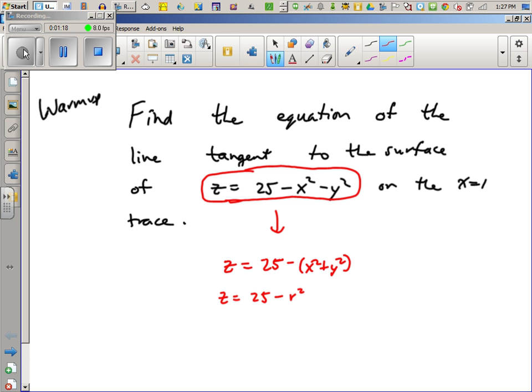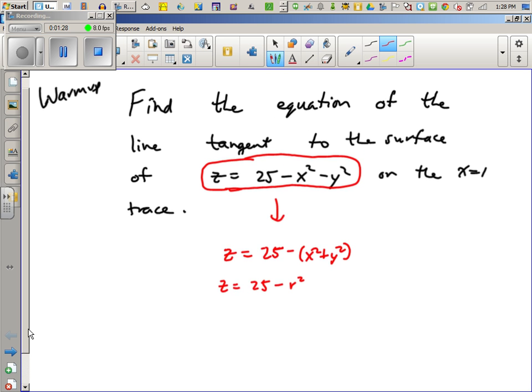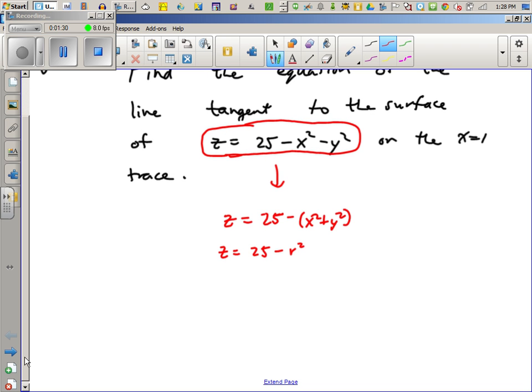Question? I factored out the negative. Could you also just multiply everything by negative and then make it r squared plus z equals negative 25? Sure. R squared plus z equals negative 25. You mean r squared plus z equals 25? Yeah, bring the variables to the left. Sure, you can do that.